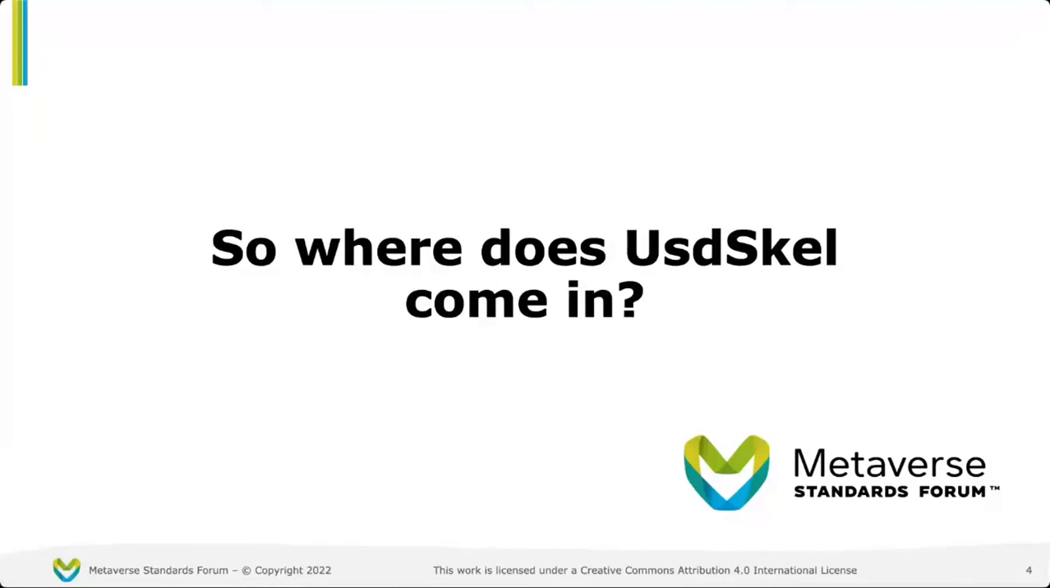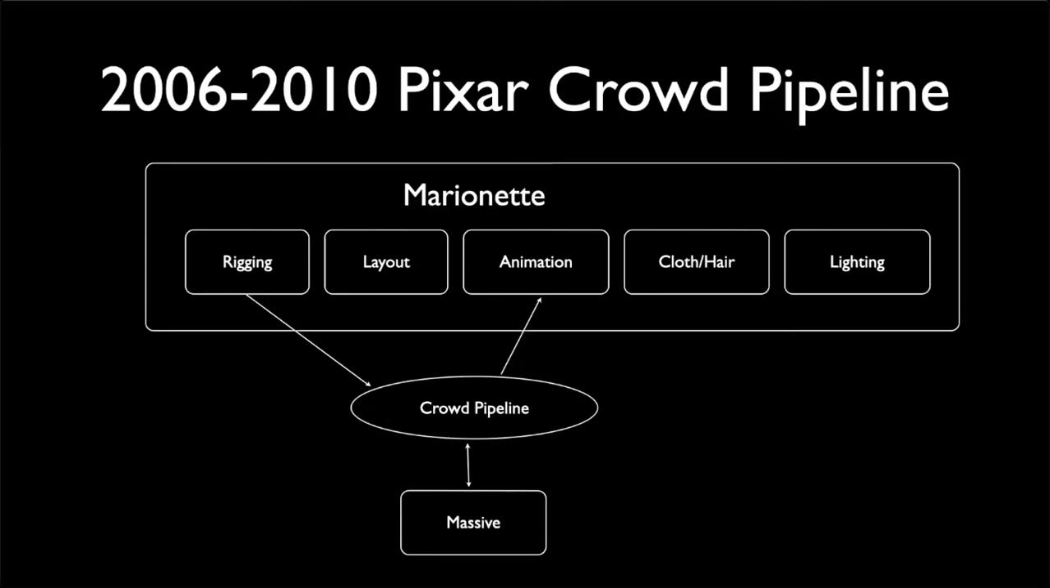So where does UsdSkel come into that whole list of things I've worked on? Well, the story goes back to Pixar's crowd pipeline, circa 2006 to 2010. Like many studios, we were doing agent-based crowd simulation in Massive, and we had a pipeline that would connect Massive to our proprietary animation software, Marionette. Now, Marionette did everything from rigging all the way through lighting, and then we rendered in RenderMan. We had a crowd pipeline that would ingest rigs from Marionette and output animation back into Marionette. And that was working great on a number of films, from Ratatouille, WALL-E, Up, and Cars 2.